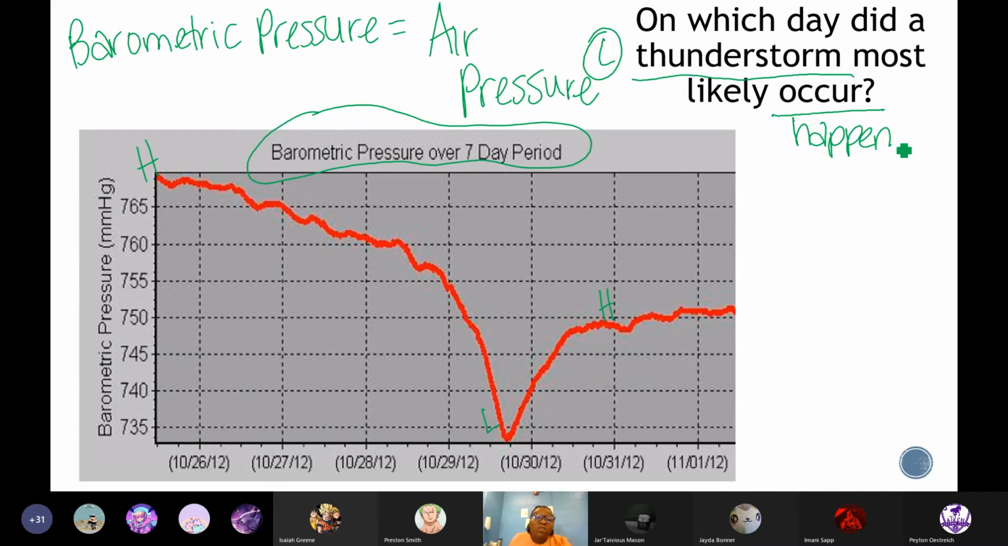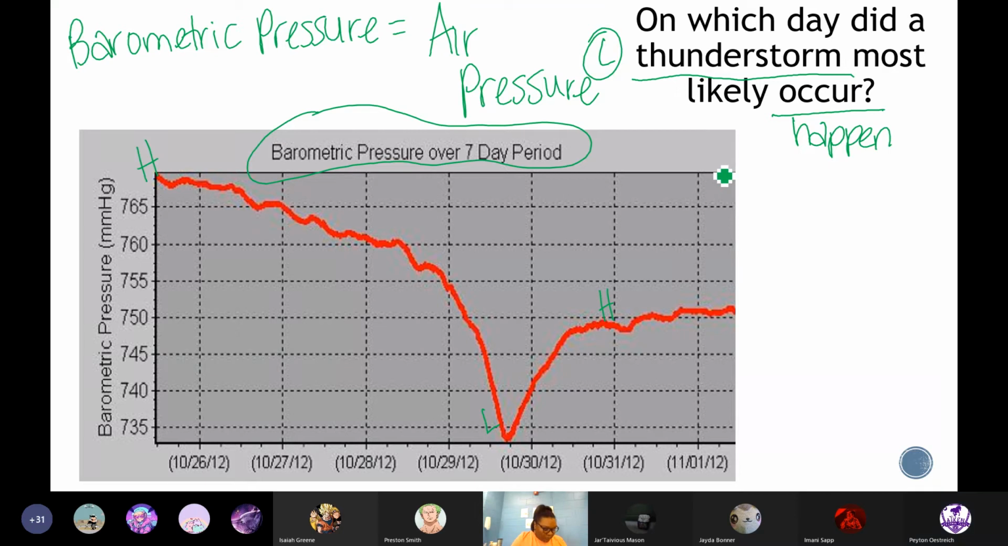Okay? We also want to make sure we understand here. So basically, we want to make sure we see that there was a high pressure system here. Then it went down to a low pressure system, and then it's rising back up to high. It's important for us to understand, based on this graph, on which of these 7 days would a thunderstorm most likely happen? Someone let us know.